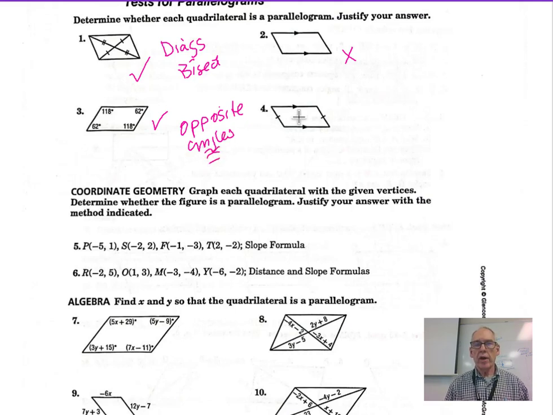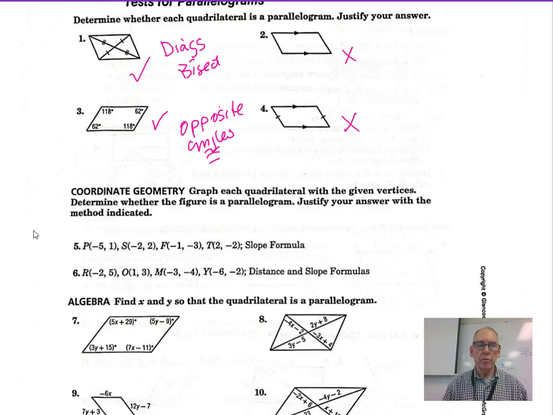And for number four, we have a pair of sides that are parallel and another pair of sides that are congruent. That's not enough to be a parallelogram. They'd have to be both parallel and congruent, either two sets of parallel sides, two sets of congruent sides, or one set of sides that are both parallel and congruent at the same time.